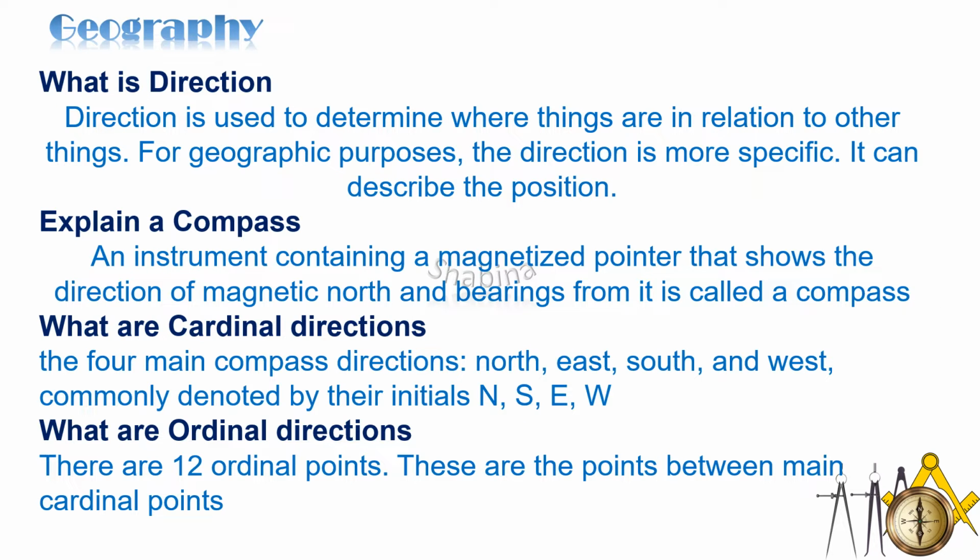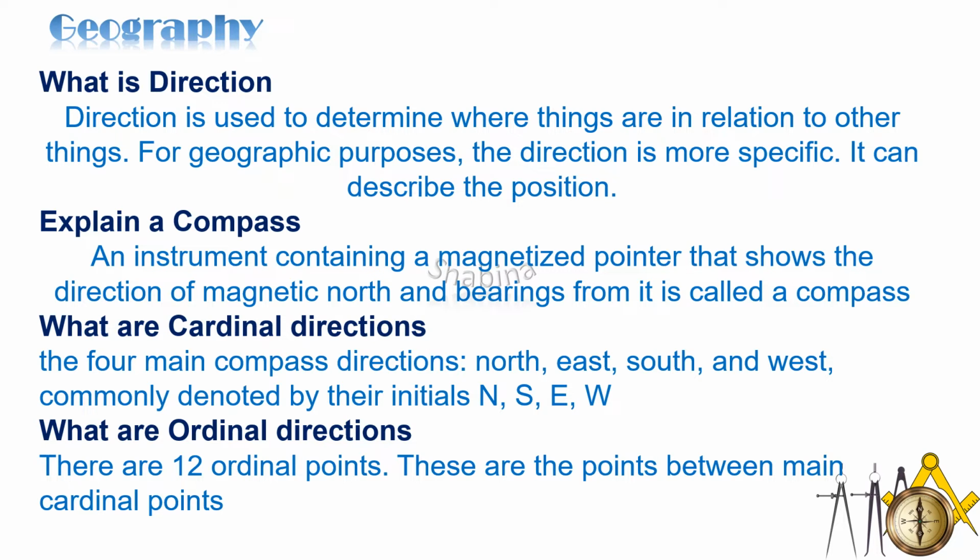What is direction? Direction is used to determine where things are in relation to other things. For geographical purposes, the direction is more specific. It can describe the position. So what is direction? Direction shows us the position. And in geography, the direction is a specific point. In geography, the direction is shown as cardinal and ordinal points.